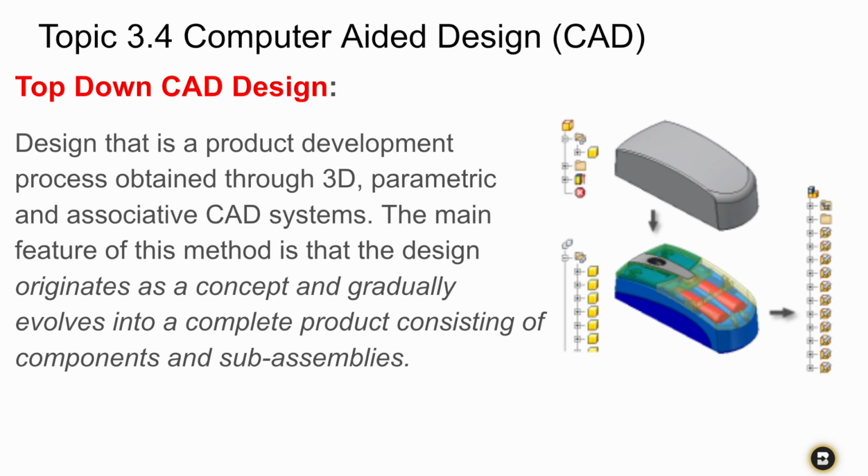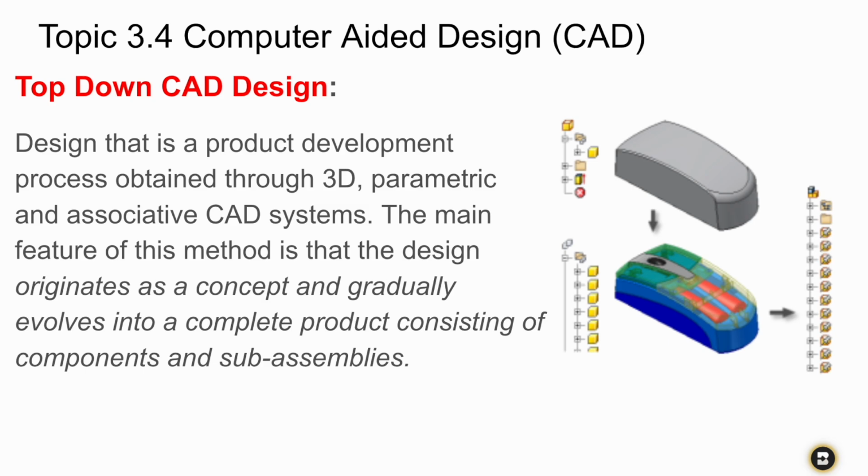Top-down design is different. This is a product development process attained through 3D, parametric, and associative CAD systems. The main feature of this method is that the design originates as a concept and gradually evolves into a complete product consisting of components and sub-assemblies.